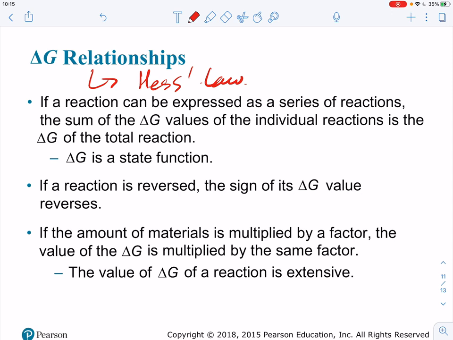For example, if you multiply a reaction by 2, then you multiply the delta G by 2. If you divide by 3, then you divide your free energy by 3. And the trickiest one is that if you invert the reaction, then you have to change the sign. Okay? So whatever you do to the reaction, you do that to the free energy of reaction. And now, how do we do that?